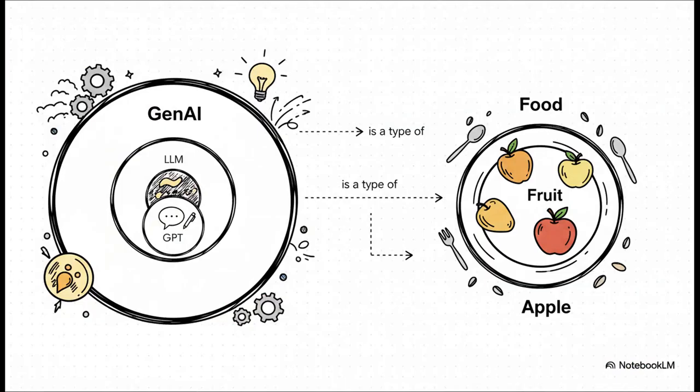So here's the key thing to remember. It's all about layers. GenAI is the big, broad umbrella term. An LLM, or large language model, is one type of GenAI. And GPT is an even more specific brand of LLM, you could say. It's just like saying food, then fruit, then apple.